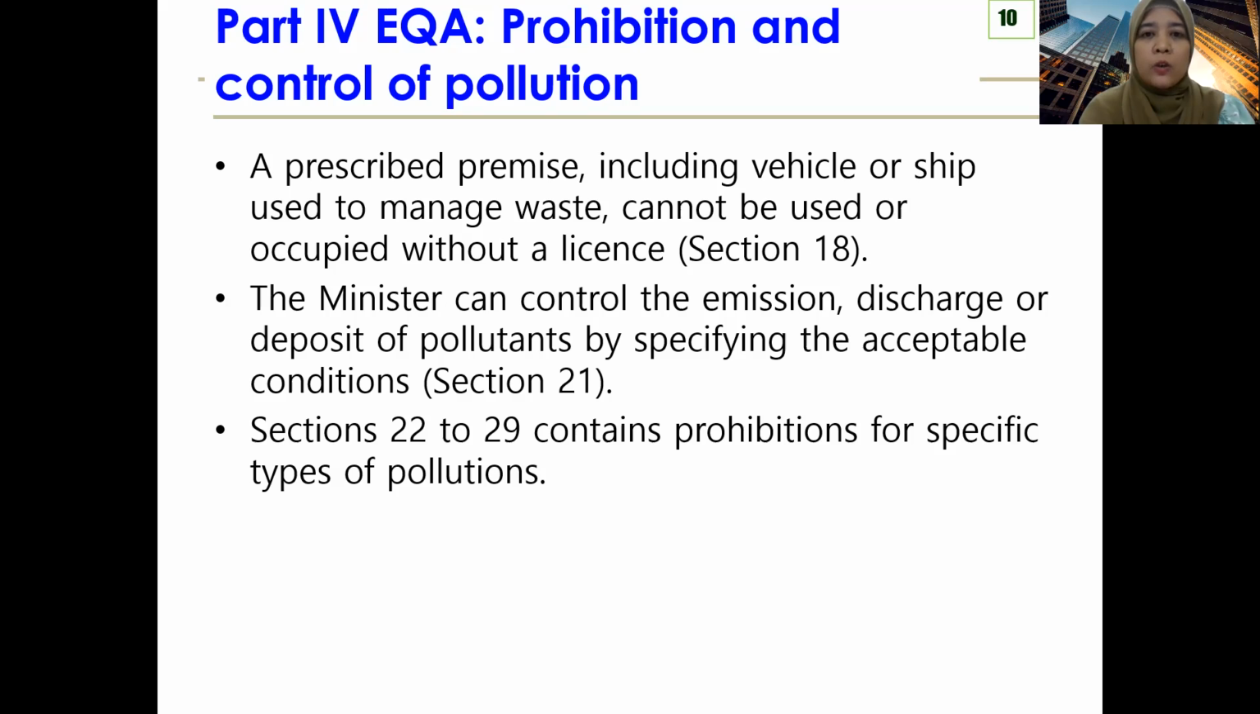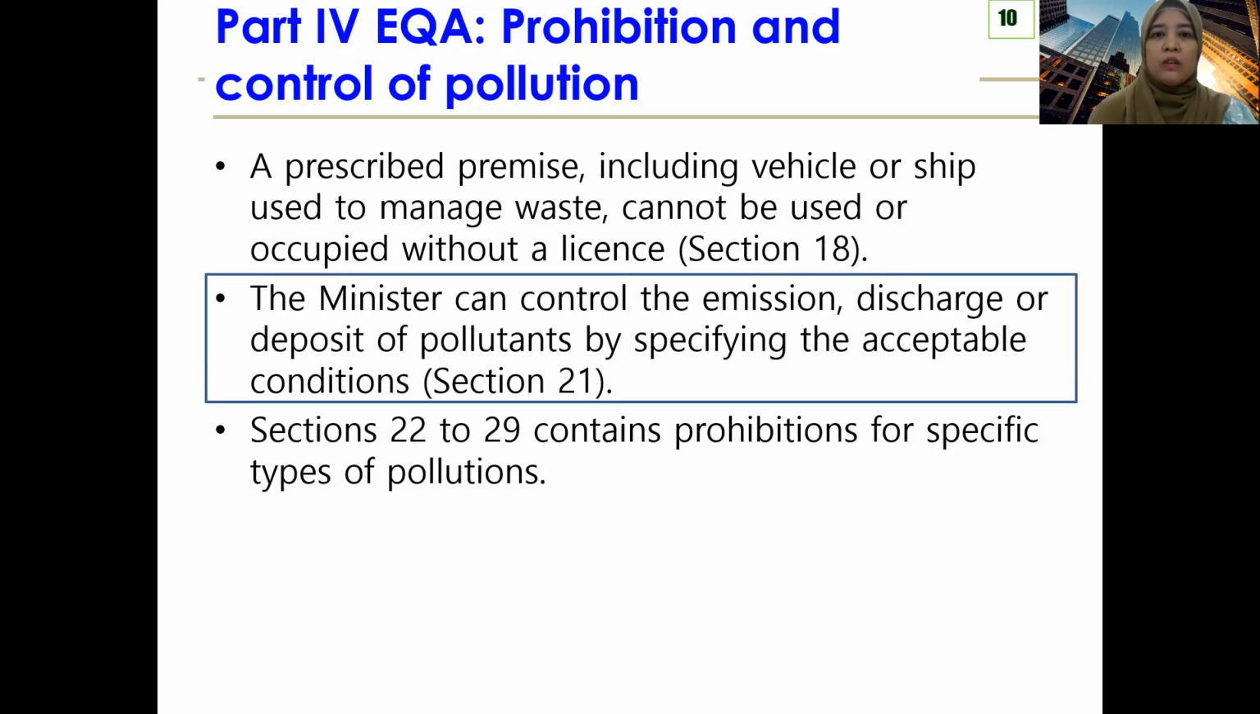The minister can control the emission, discharge, or deposit of pollutants by specifying the acceptable conditions. Again, the conditions can be set by the minister. This is according to section 21. Sections 22 to 29 are more specific on the types of pollution that the EQA aims to control. Yeah, so 22 to 29 contains prohibitions for specific types of pollution. So we can see later on, yeah.